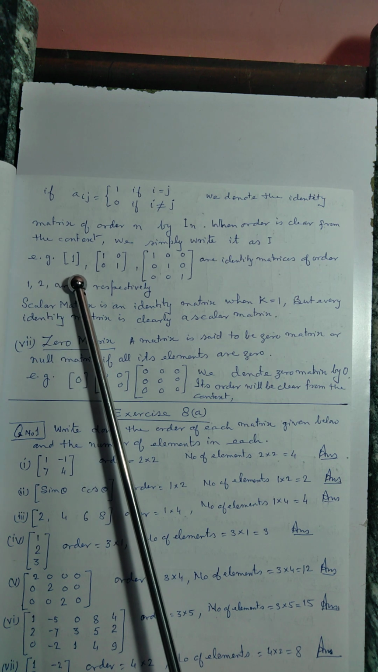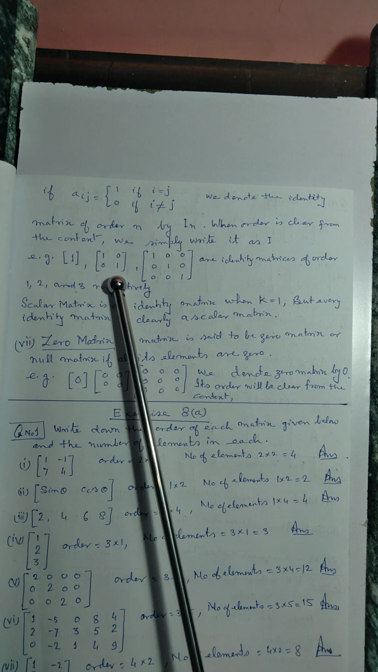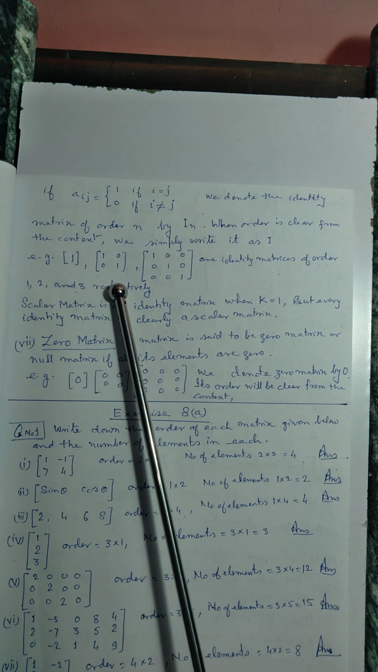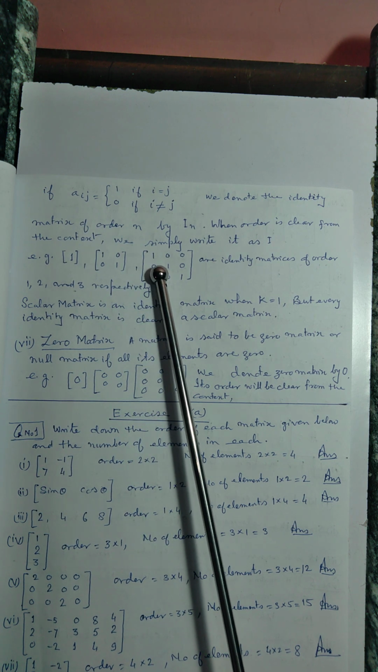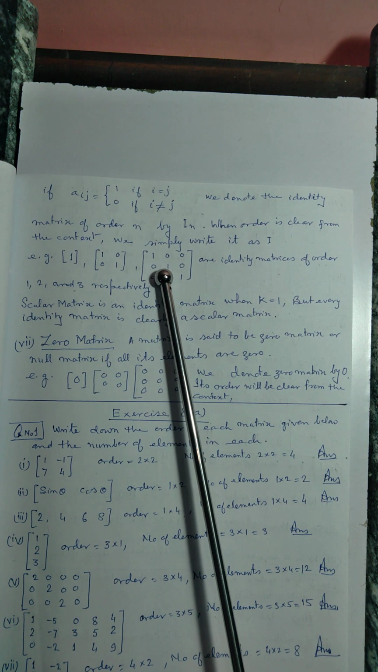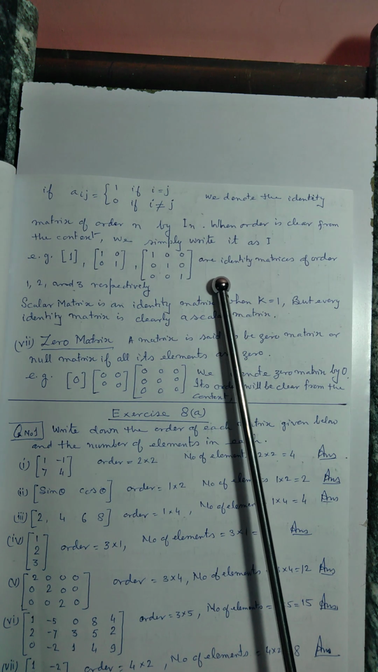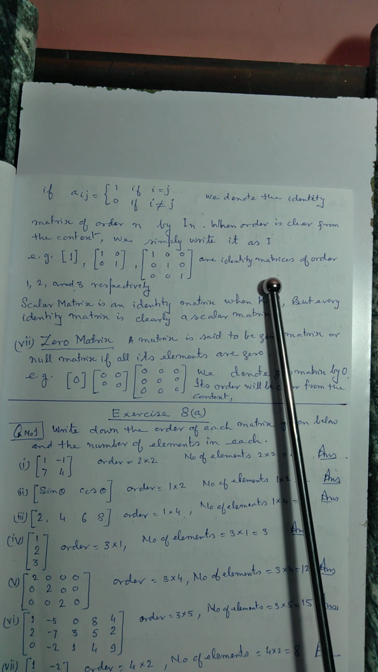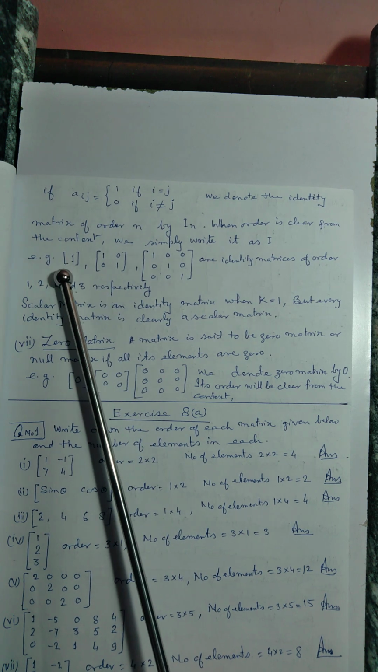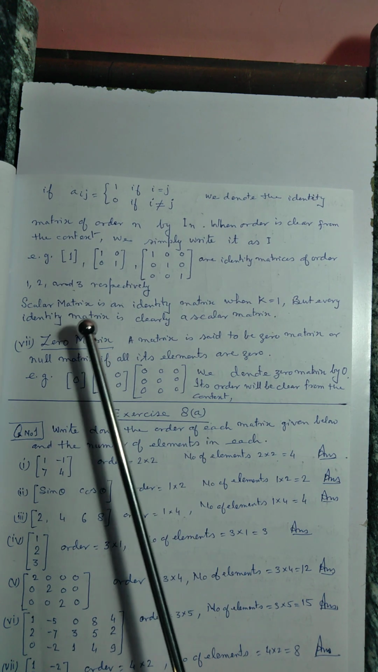Example, you see 1. Again here you see 1 1 and 2 2 are 1 1, so this is also an identity matrix of order 2. Here you see 1 1, 2 2 and 3 3. These are only 1 1. So these are identity matrices of order 1, 2, 3 respectively. Here its order is 1, here its order is 2, here its order is 3.